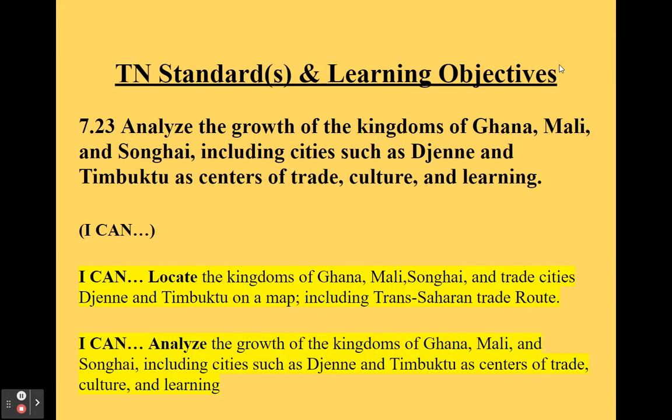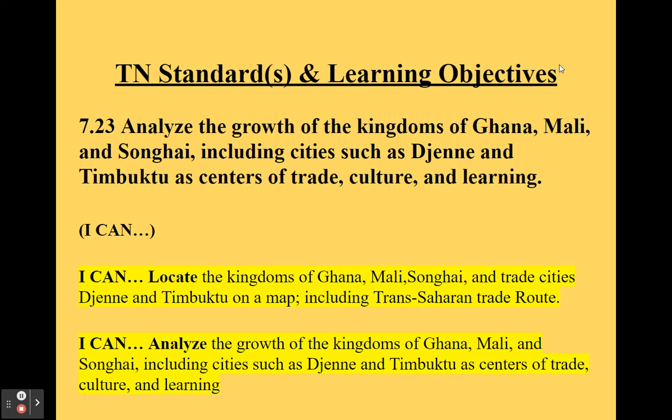All right, now our main standard for this set of notes is 723. We need to analyze the growth of the kingdoms of Ghana, Mali, and Songhai, including cities such as Djenné and Timbuktu as centers of trade, culture, and learning. So we need to be able to locate all of these things on the map: the Kingdom of Ghana, the Kingdom of Mali, the Kingdom of Songhai, and the trade cities of Djenné and Timbuktu.